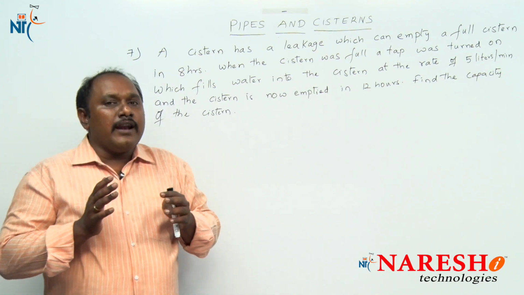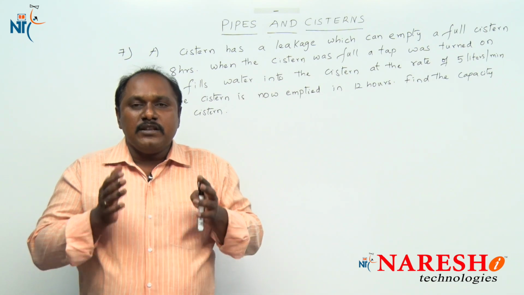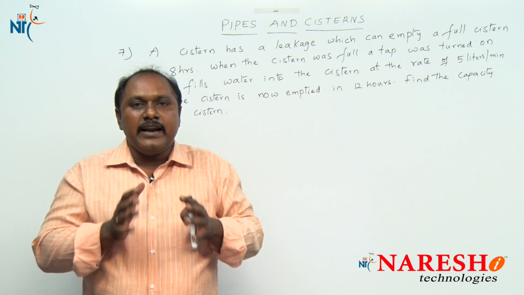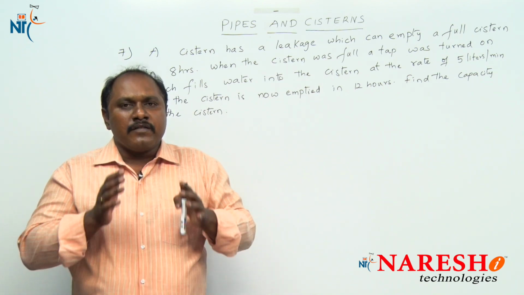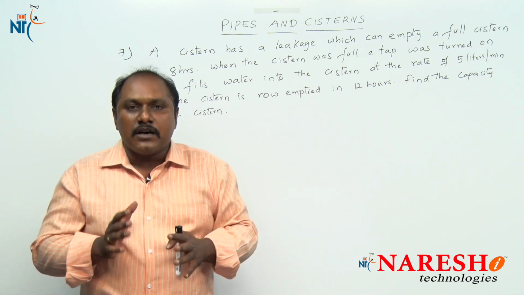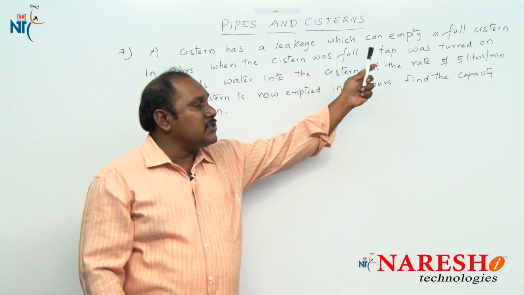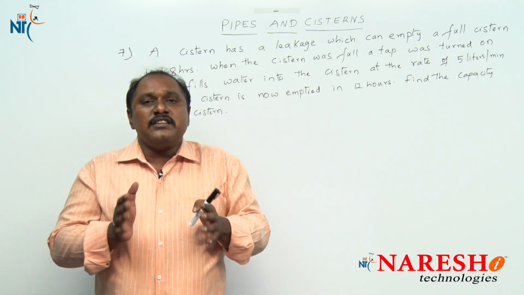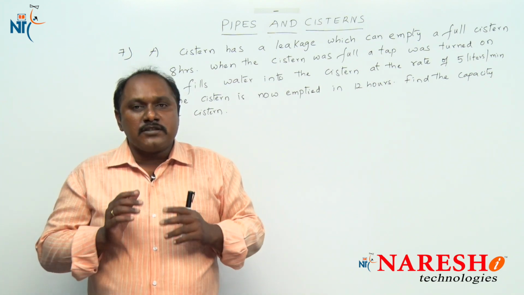Now let us try to analyze this question. There is a cistern which is full of water. Now this cistern has a leakage which can empty the complete cistern in 8 hours. Now the problem starts. When the cistern was full, a tap was turned on which fills water into the cistern, and the cistern is now emptied in 12 hours. I need to find out the total capacity of the cistern.